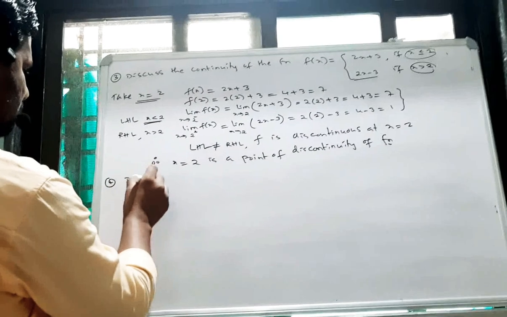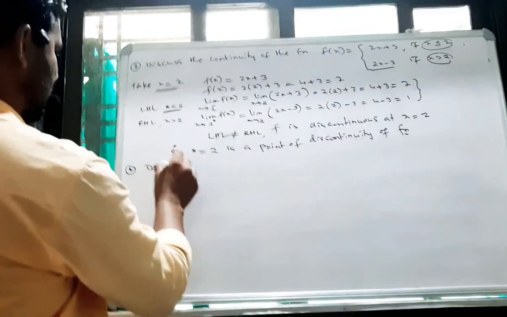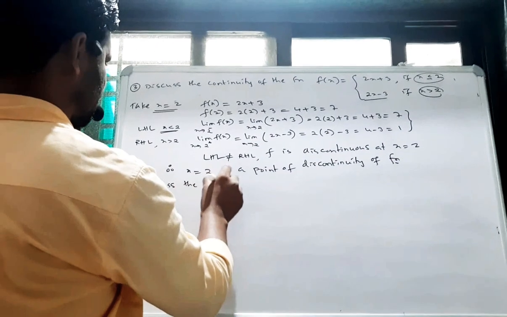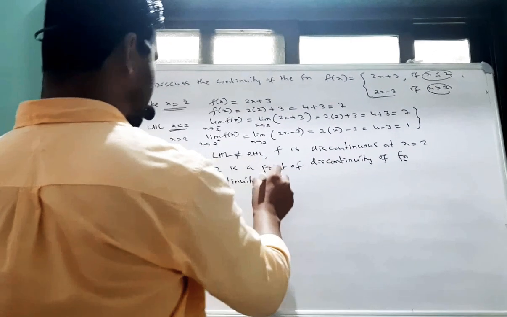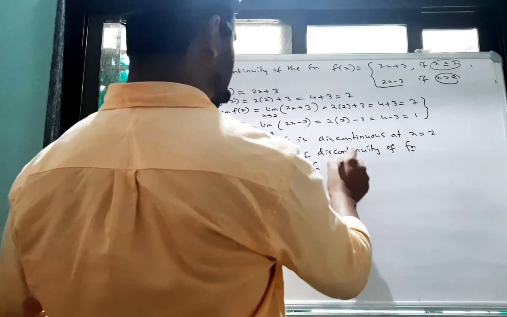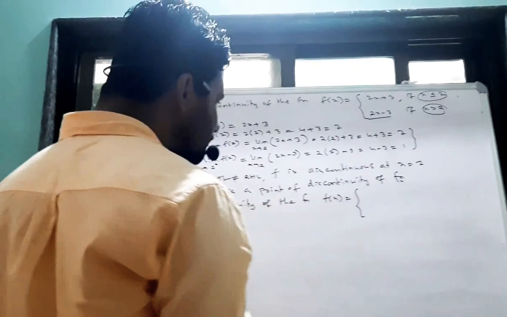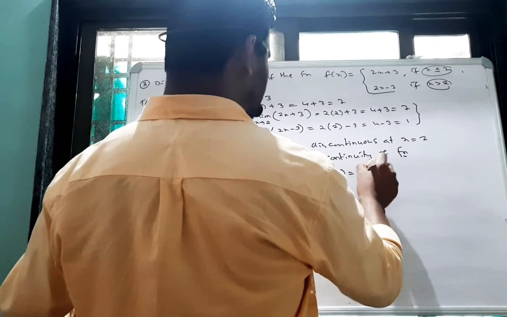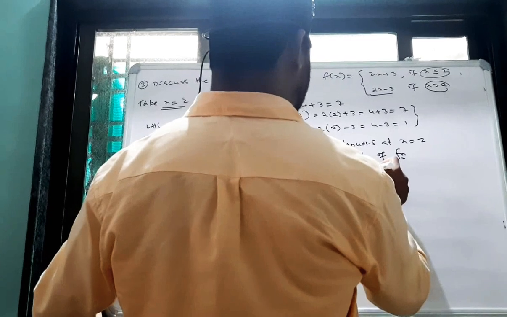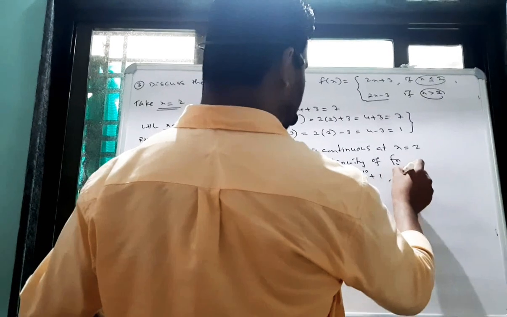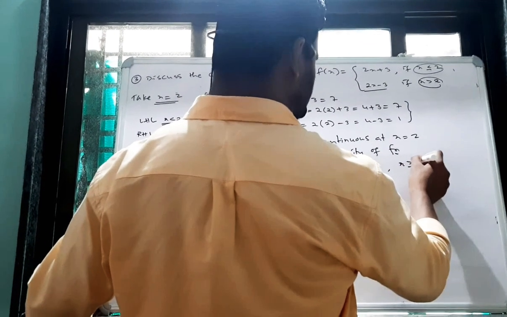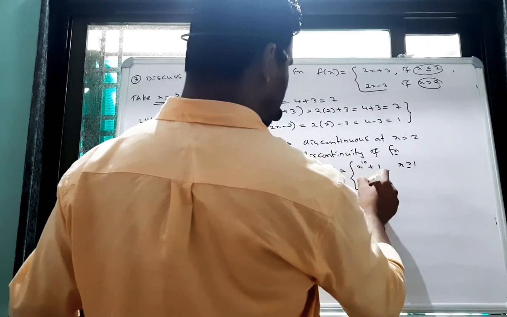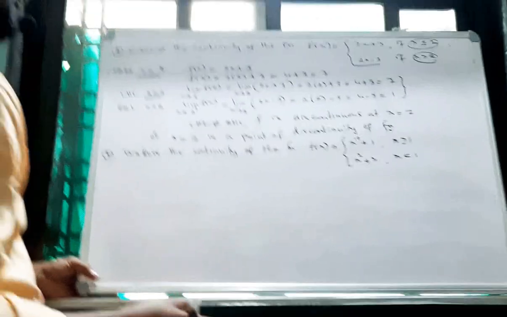So discuss the continuity of the function f of x equal to x to the power 10 plus 1, when x is greater than or equal to 1, and x square plus 2, when x is less than 1. We discuss the continuity of this function.